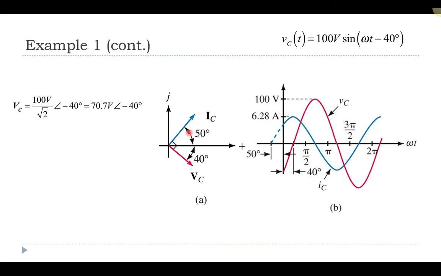So the current is actually leading the voltage by an angle of 90 degrees. If you have a purely capacitive component, the current will always lead the voltage by 90 degrees.